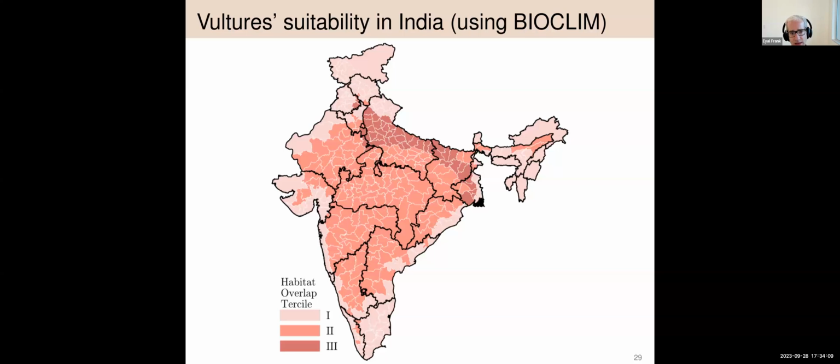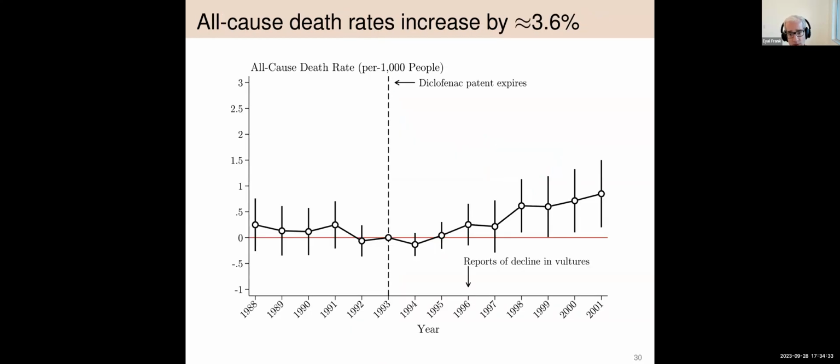We effectively classify India using both a habitat suitability model, but also using previously generated maps on the habitat ranges. We're simply trying to tease apart where the places in India are that had a very high exposure and a very high baseline population of vultures, and those that had a small one.